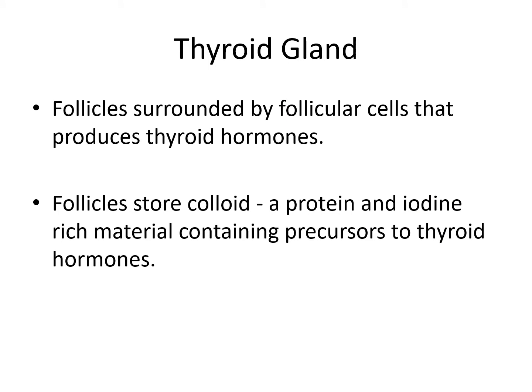Okay. The thyroid gland itself is made up of follicular cells that produce the thyroid hormones. These follicles produce a material called colloid. This colloid is composed of protein and iodine-rich material containing the precursors to make the thyroid hormones.